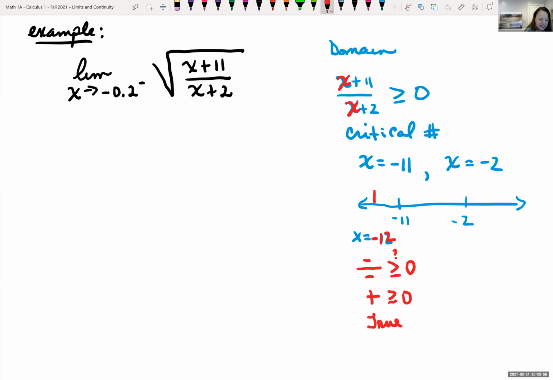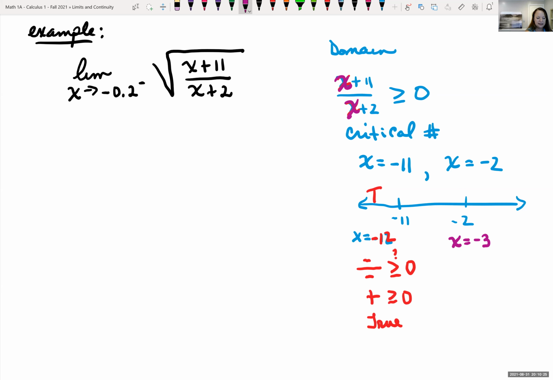So I'm going to just put a T up here. That means any number that we would have chosen to the left of -11 should have worked if we plugged it in there. Now choose something that falls between x equals -11 and -2. Let's say we chose -3. And we go back in and plug it in wherever we see an x in that inequality. We want to see if it's true or false.